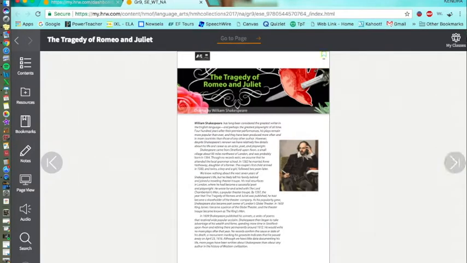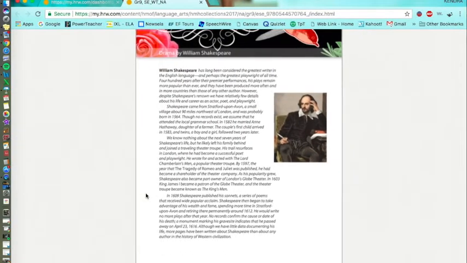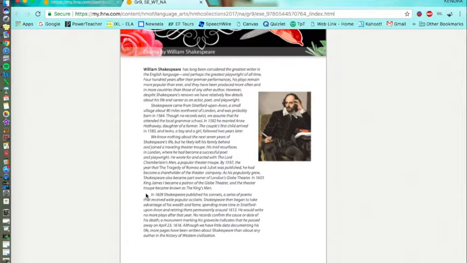Okay, so we're going to start off by reading the background. We're going to read a little bit about William Shakespeare, even though we know a little bit about him already. William Shakespeare, follow along with me, has long been considered the greatest writer in the English language, and perhaps the greatest playwright of all time. 400 years after their premiere performances, his plays remain more popular than ever, and they have been produced more often and in more countries than those of any other author.